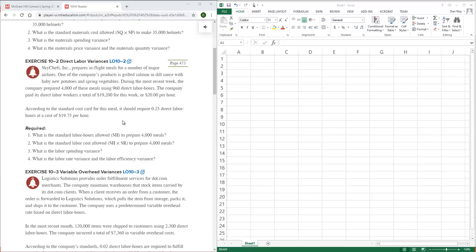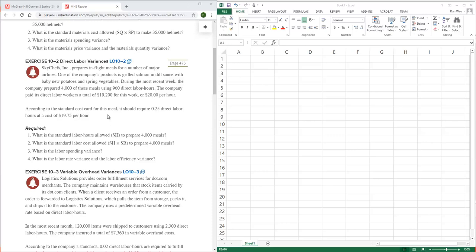So before we start talking about some of these calculations, I did want to remind us that some of these variances, at least in terms of their direction, should be a little bit intuitive at a first glance. What I mean by that is we know that the company paid its direct labor workers $20 per hour on average for this direct labor in this period. But we know from the standard cost card that we thought that labor should cost $19.75 per hour. So our rate variance, we know right off the bat, is going to be unfavorable. We paid more per hour than we thought we should have or were going to. So just something to keep in mind as we talk about variances.